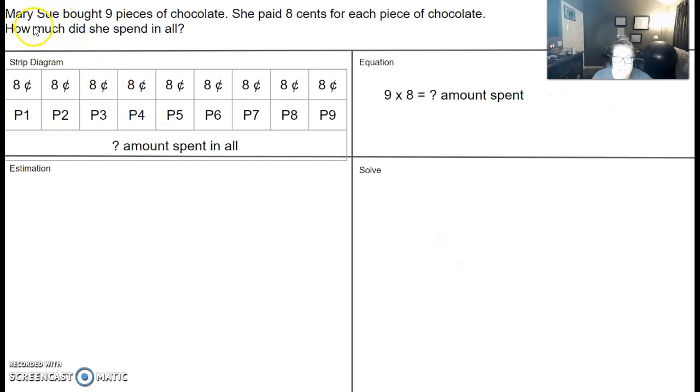The final question says Mary Sue bought 9 pieces of chocolate. She paid 8 cents for each piece of chocolate. How much did she spend in all? Again, you have your strip diagram and your equation. Today you're going to do your estimation and you're going to solve.